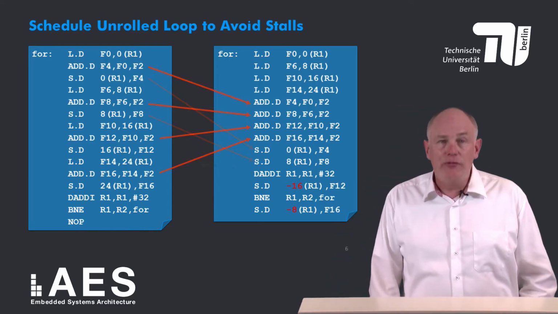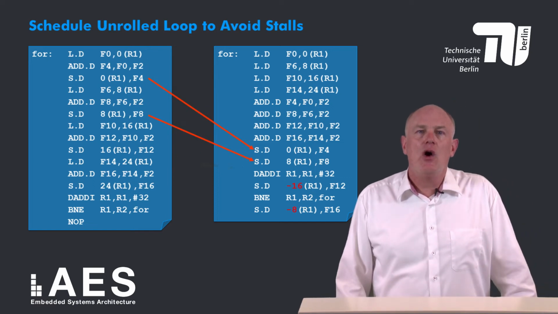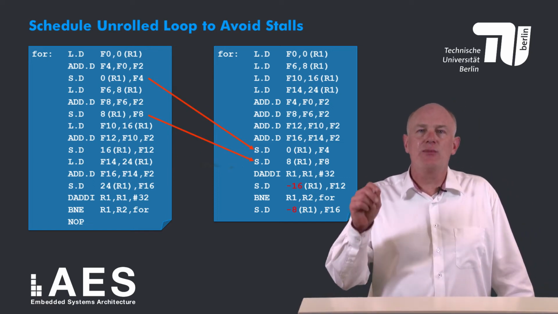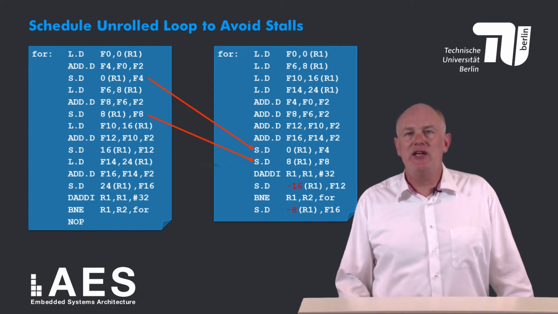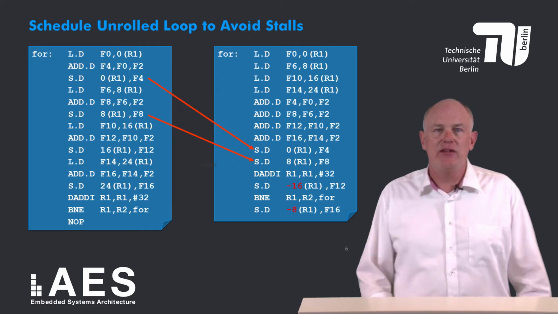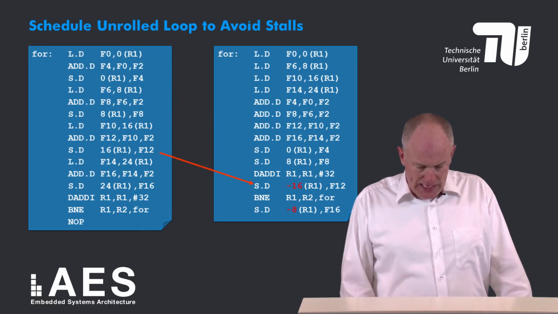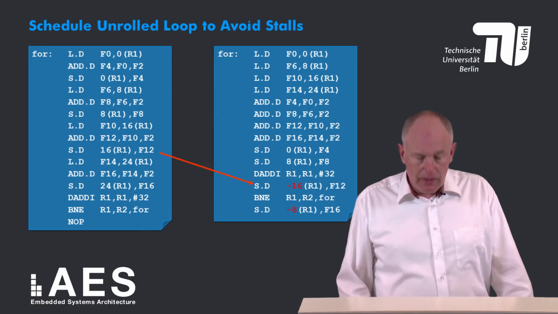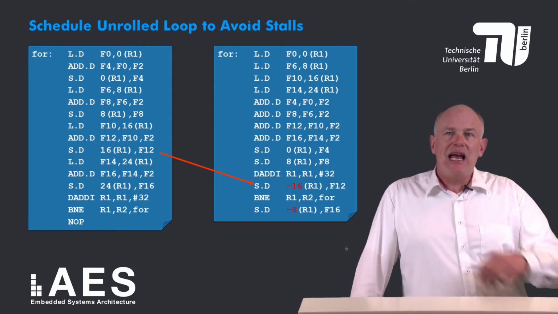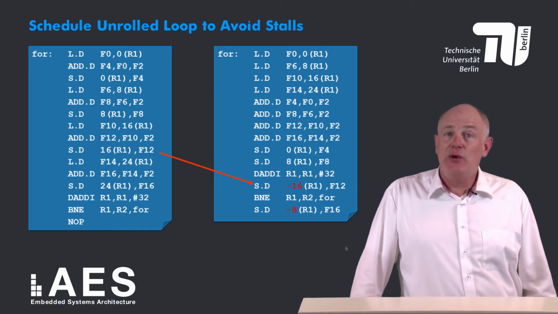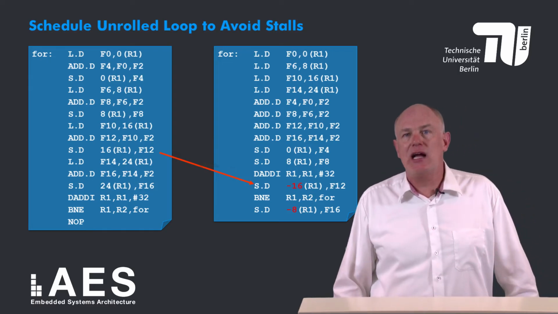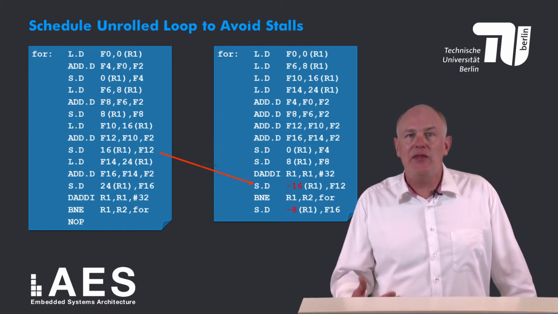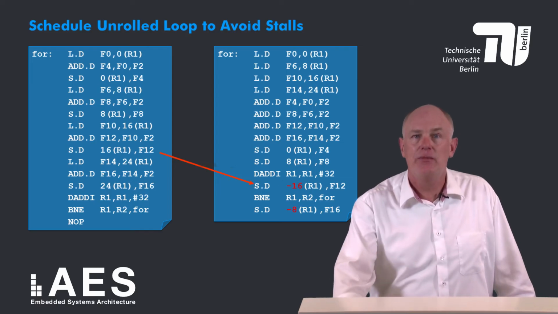Then we schedule the first 2 stores. Also here, there are 3 cycles between an add double and the corresponding store, which is more than sufficient to hide the 2-cycle latency. Then we execute the add immediate and we schedule the 3rd store between the add immediate and the branch in order to eliminate the stall cycle that otherwise would have occurred between the add immediate and the branch.